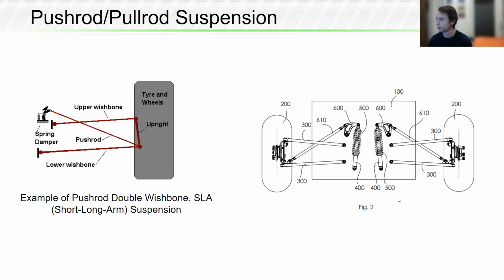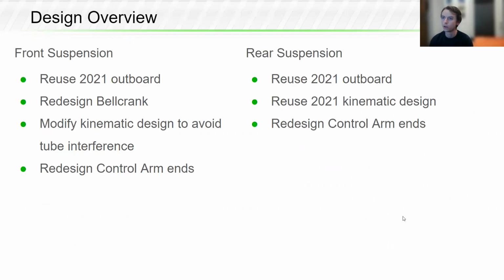And so this is another image that describes that in more detail and shows some cutaways of the inside of the outboard assembly. So the overview of the design: for the front suspension, we're reusing the same outboard that was designed for the 2021 car. And the redesign efforts have been focused on a new bell crank design to accommodate a new kinematic geometry design.